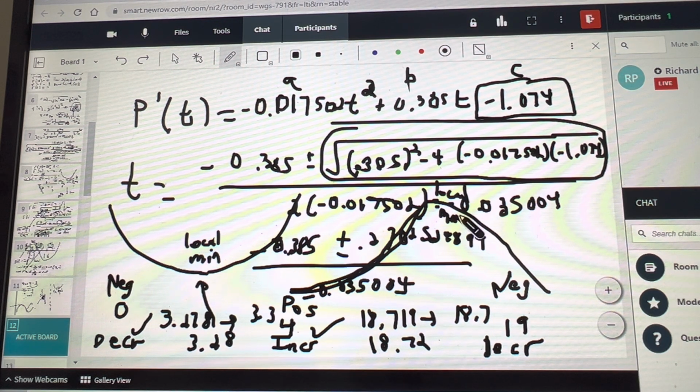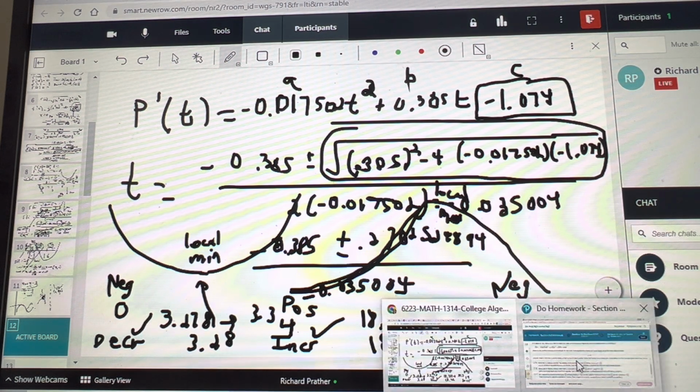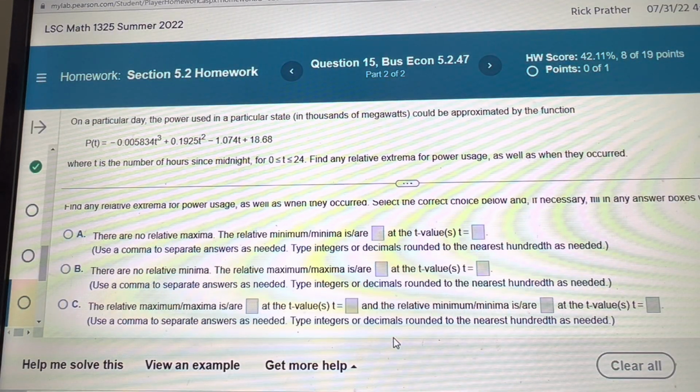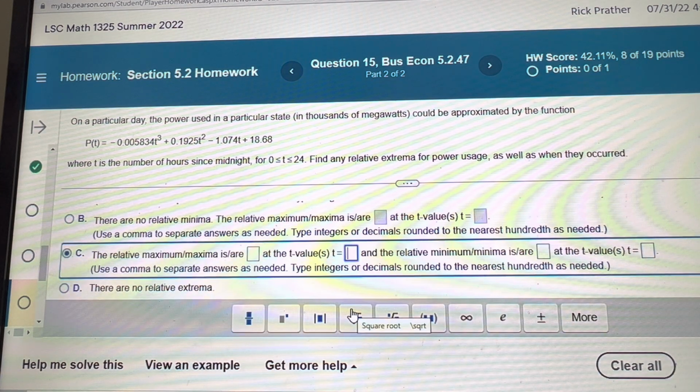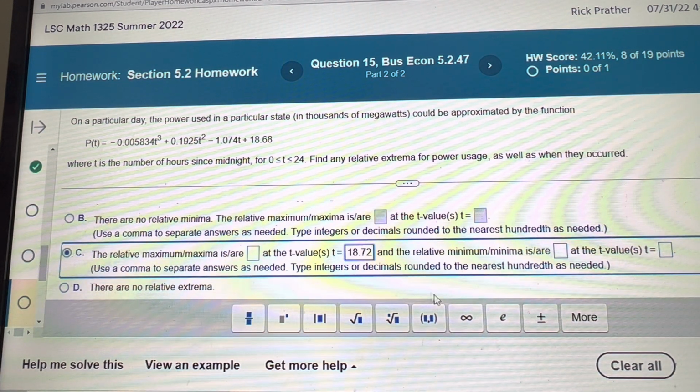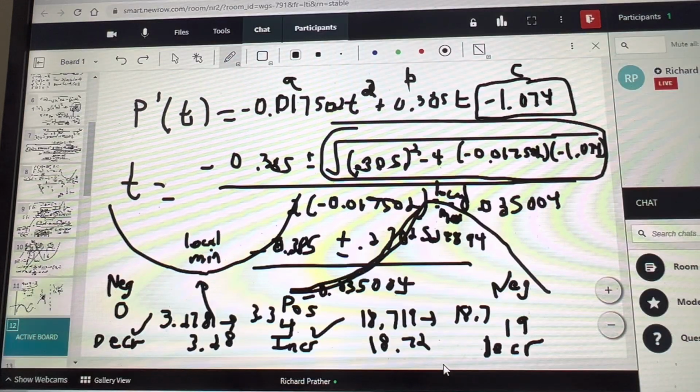There's a local minimum at 3.28. There's a local maximum at 18.72. And it looks like they want the values too. So the local maximum is at 18.72. The relative or local minimum is at 3.28.